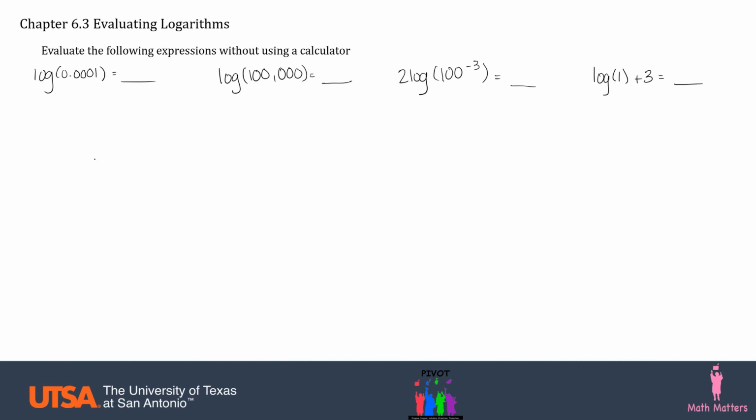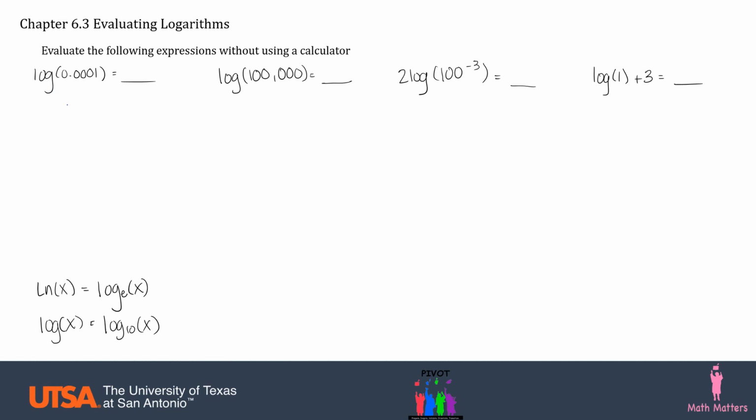So chapter 6.3 talks about evaluating logarithms, and it asks us to evaluate and simplify the following expressions without using a calculator. So an important thing to note is, since we know that ln of x is the natural log of e of x, in the same sense, log of x, unless specified, is log base 10 of x. So it's just an important thing to note. Then we can go ahead and solve for these.